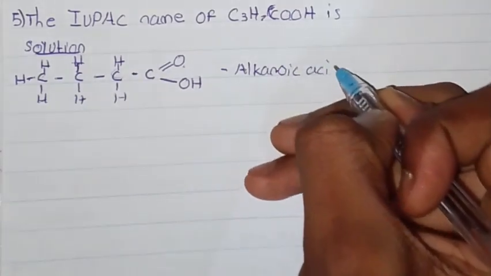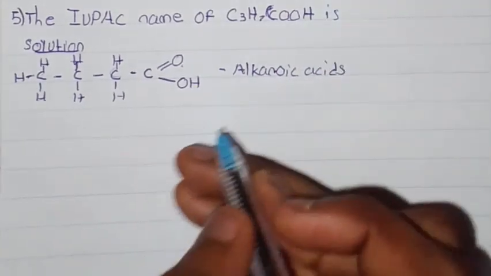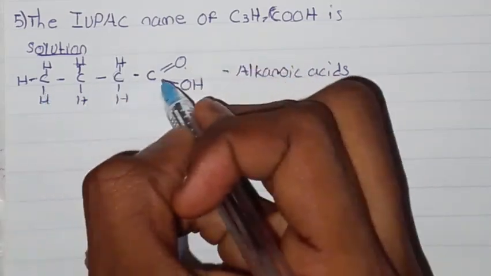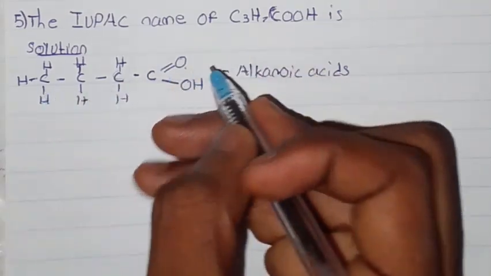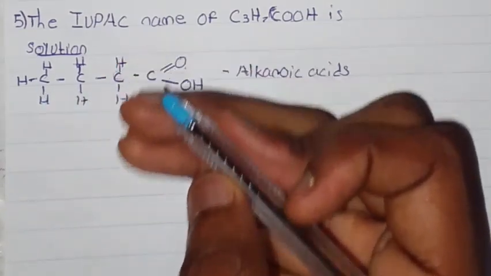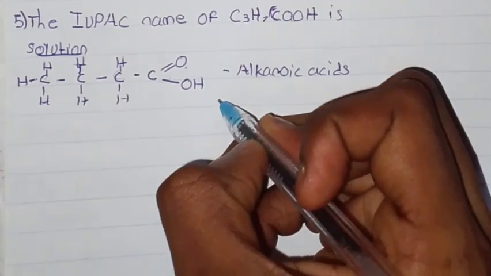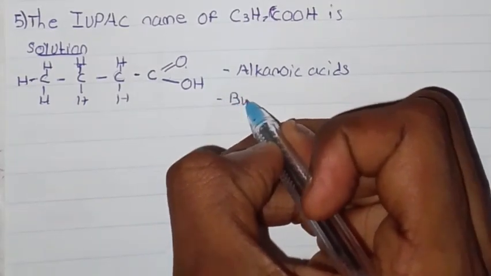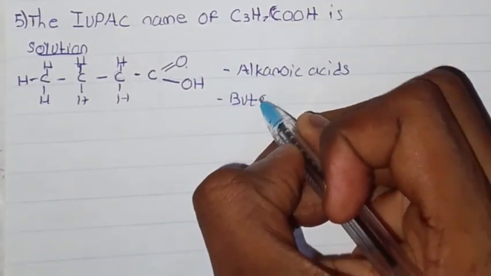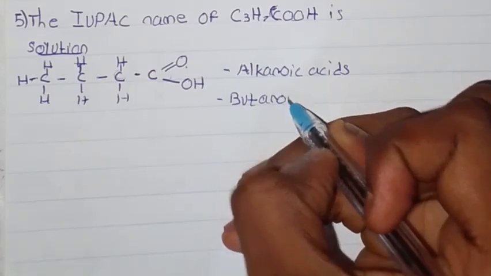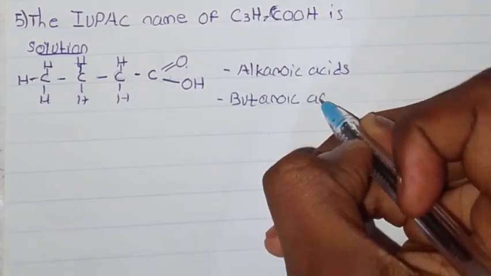So now let's name. This is not going to be difficult to name actually. We just have the longest carbon chain to be 4 carbons, and of course the prefix for 4 carbon is butan, so that becomes butanoic acid. So it was that easy, right? So butanoic acid. Alright, and that was all the questions for today.